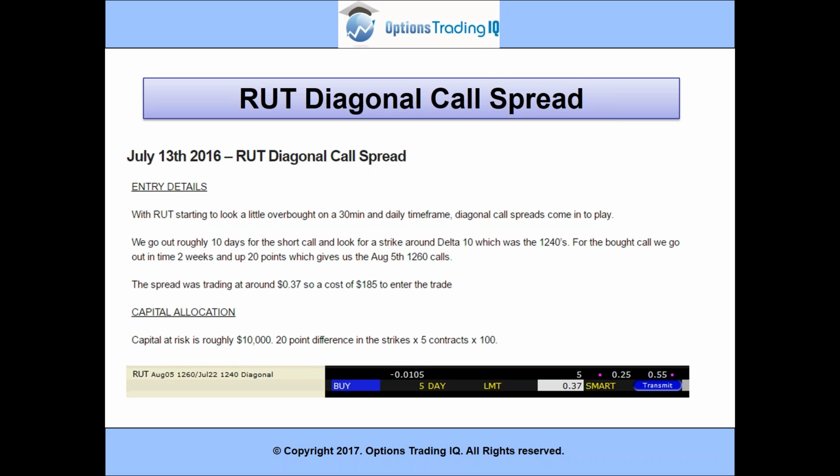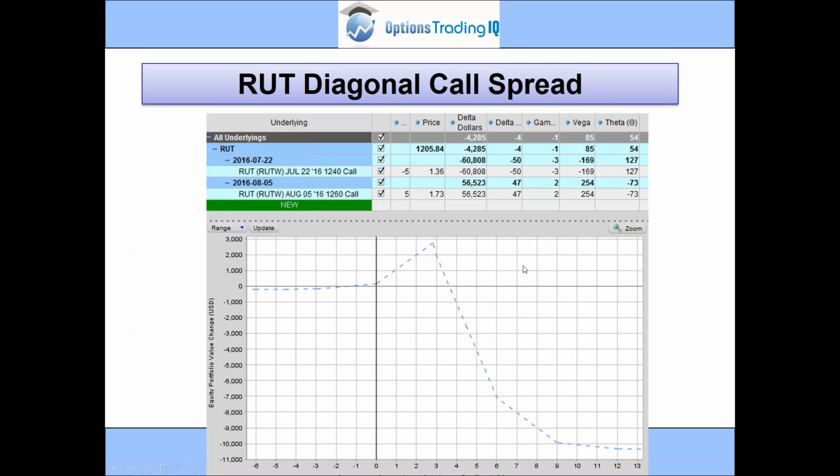The spread was trading at around 37 cents, so a cost of $185 to enter the trade. So we're buying it. It's a positive value. It's costing us a little bit of money. So we could lose a little bit on the downside if we let them expire. That was the trade. So short the 1240s, we go out 2 weeks, buy the 1260s.